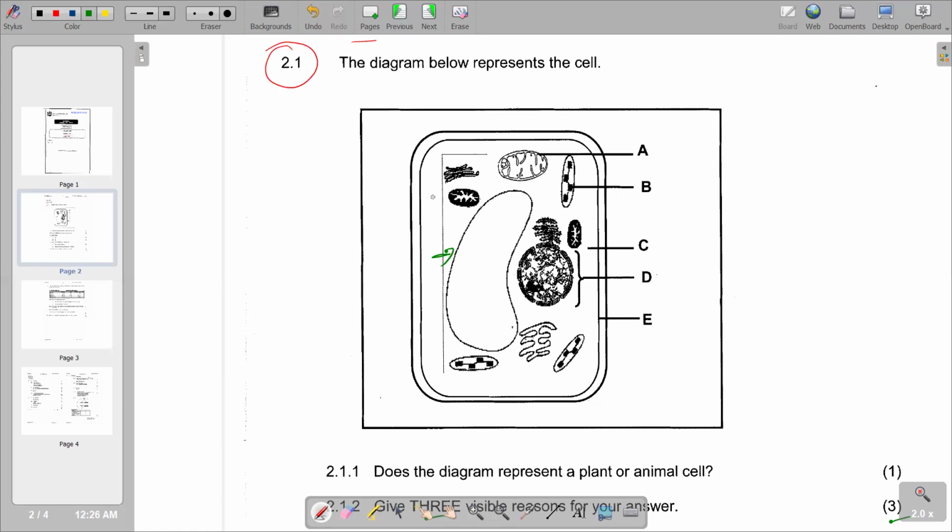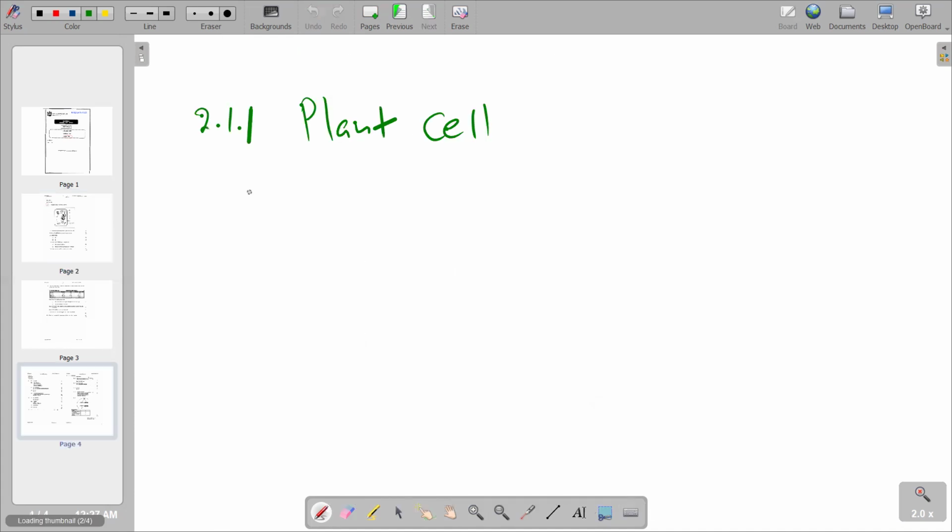Also, if you look in the diagram that we are given, you would see that we have a cell wall. This is a cell wall. So obviously, that's another indication that it's a plant cell. And we can also see that it has a chloroplast as an indication that it's a plant cell. So those are some of the reasons that we are going to list on 2.1.2 why we are saying it's a plant cell.